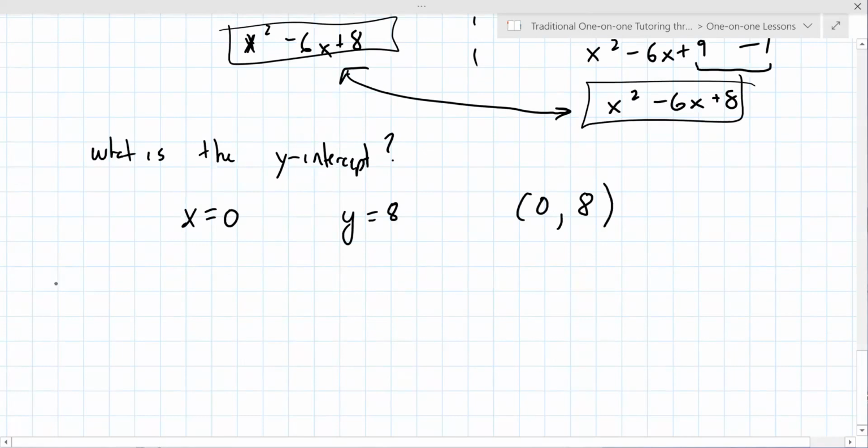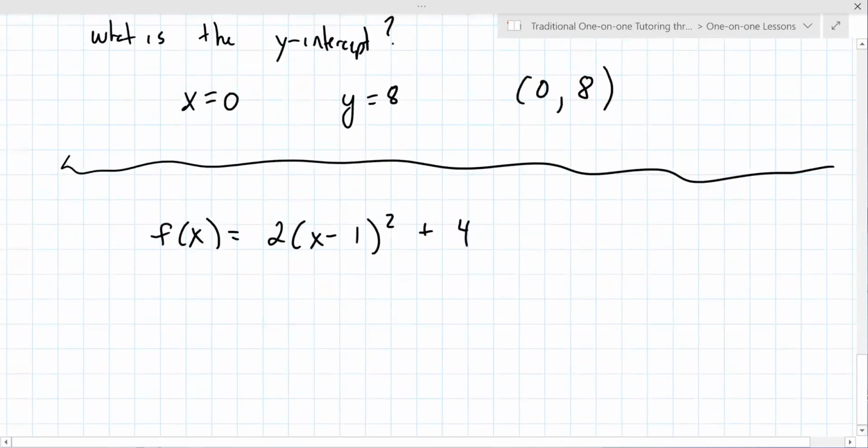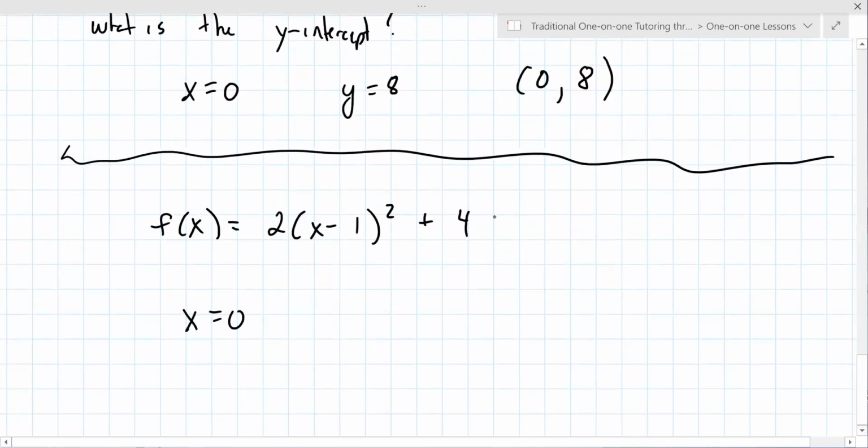All right. Would it always be like that last number? It is, but let's just say I gave you f of x equals 2x minus 1 squared plus 4, and I told you that x equals 0. It's not this number anymore. You have to actually put 0 in for x.